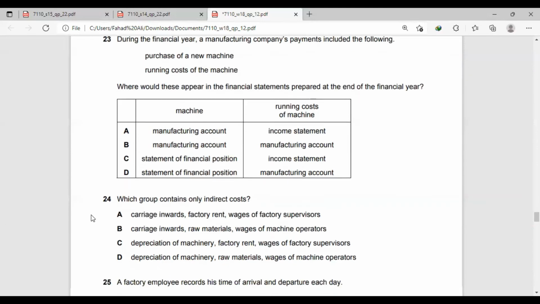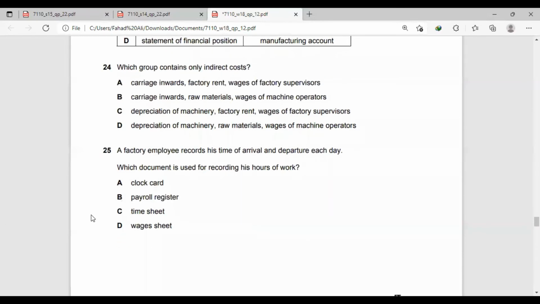Right. Clear on this? Yeah, got it. Which group contains only indirect cost? We have done that.